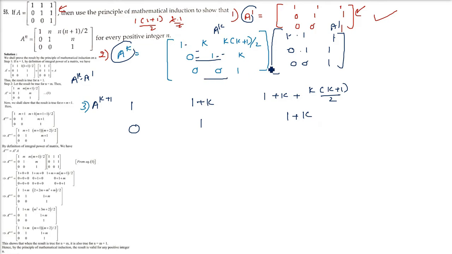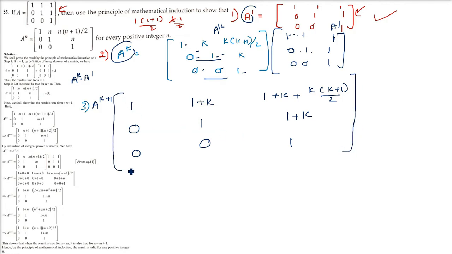Now this row with this column, 0, 0, 1, 0, 0, 0, 0, 1, 0, 0, so only 0 will come. Again 0 into 1, 0, 0 into 1 and 1 into 0, so 0 will come. Now the third row with the last column, so 0 plus 1, that is going to be 1. Okay.